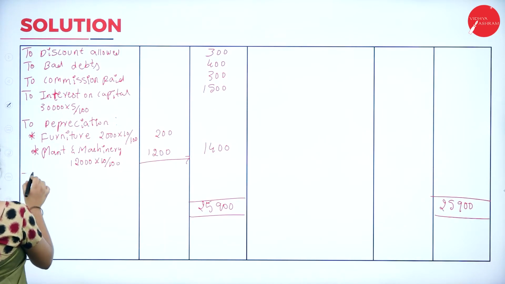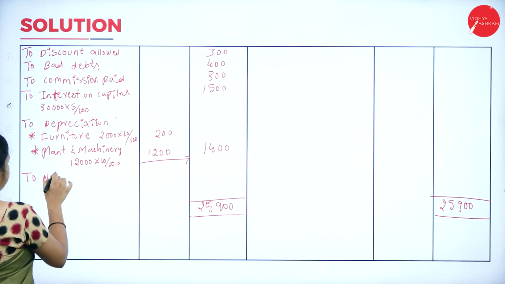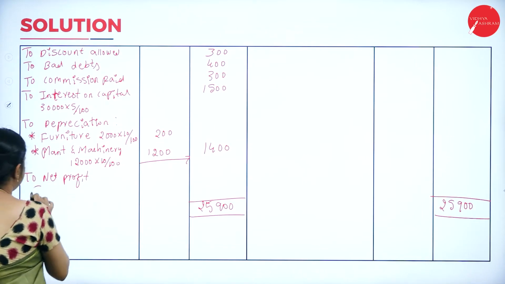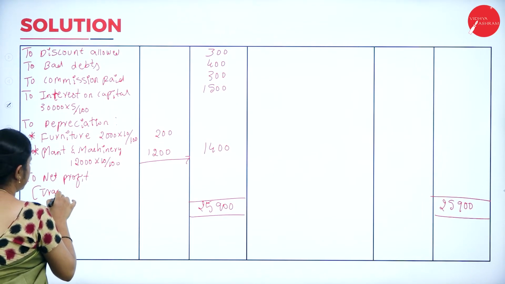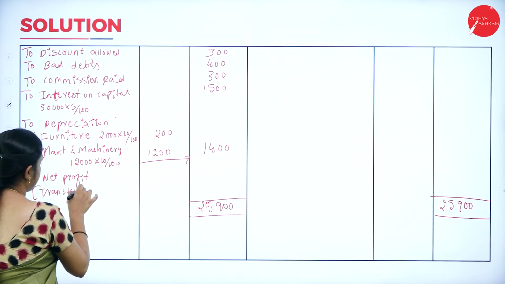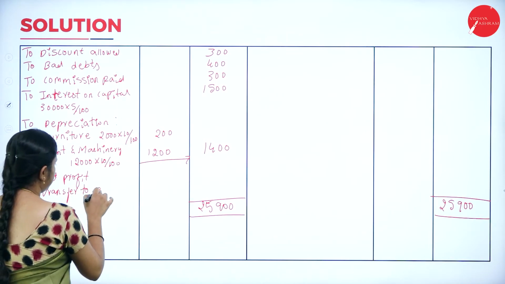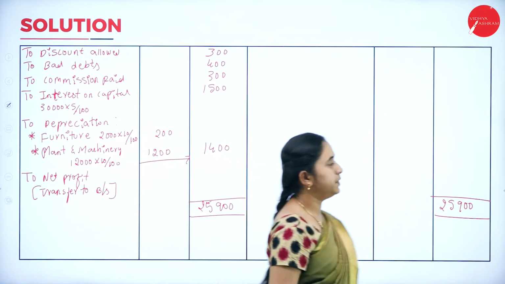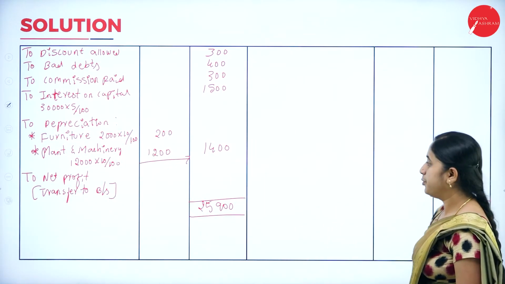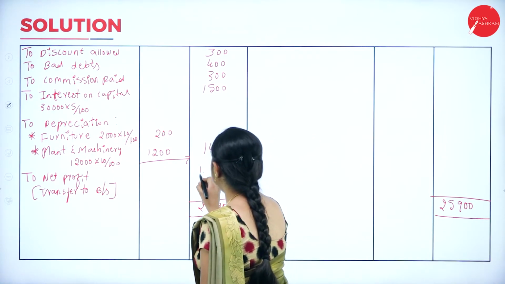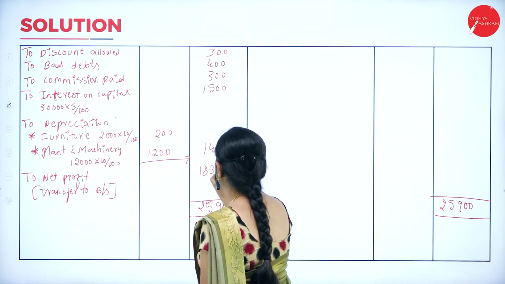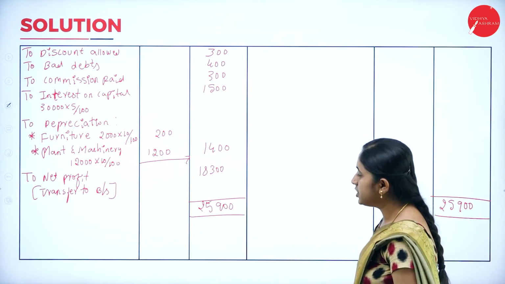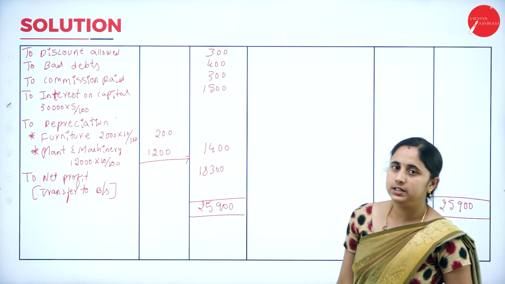Write it as net profit transferred to balance sheet. Find the difference between the debit and credit. Net profit is 18,300. So 18,300 should be transferred to balance sheet liability side. You will add it with capital.